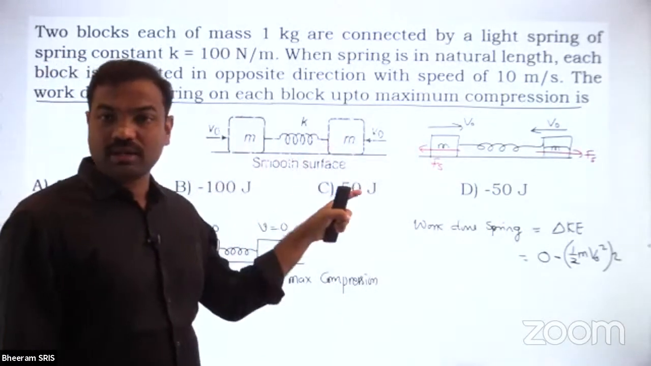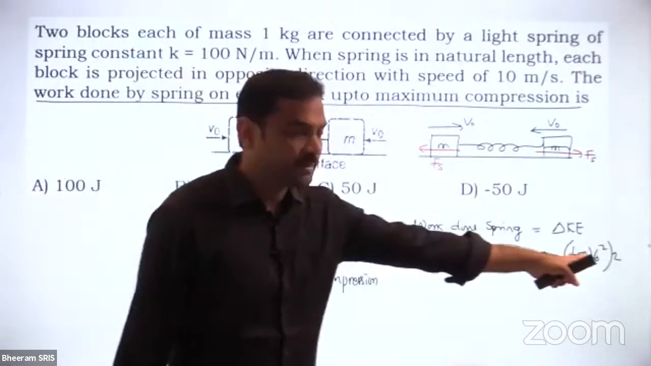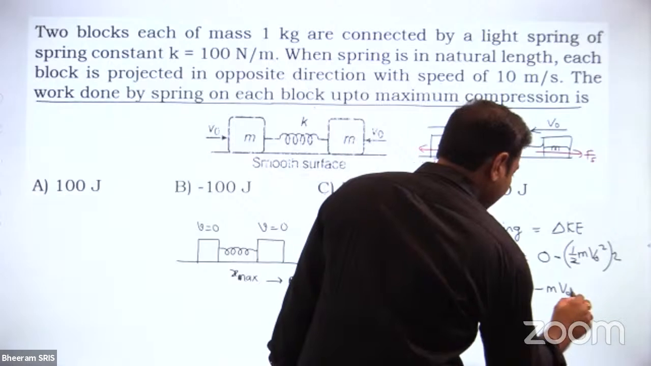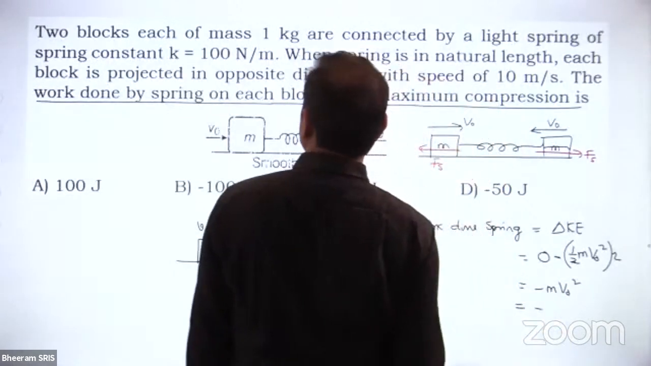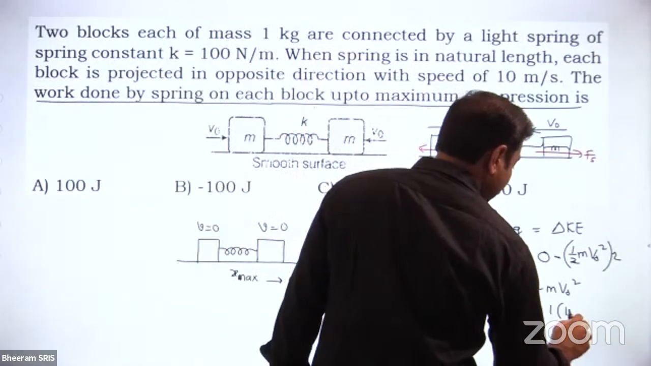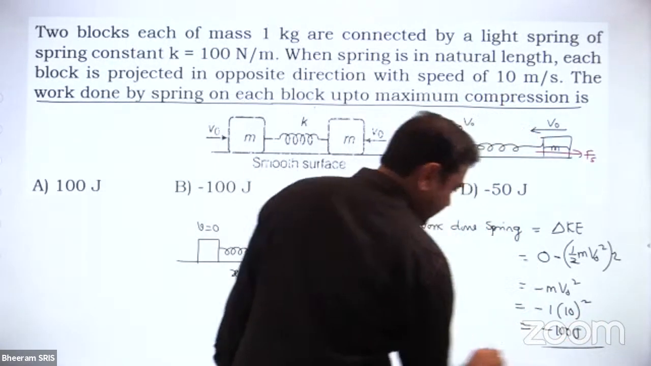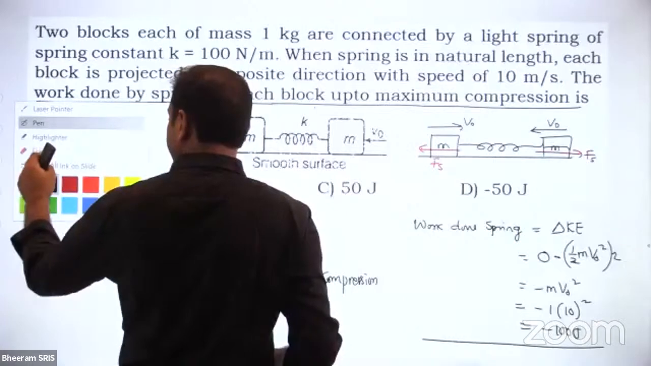The 2 blocks are also having the velocity, so that's why I multiplied by 2. So finally what will I get? I'll get minus m v naught square. So how much is minus m v naught square? Mass is 1, v naught value is 10, whole square, will give you minus 100 joules.